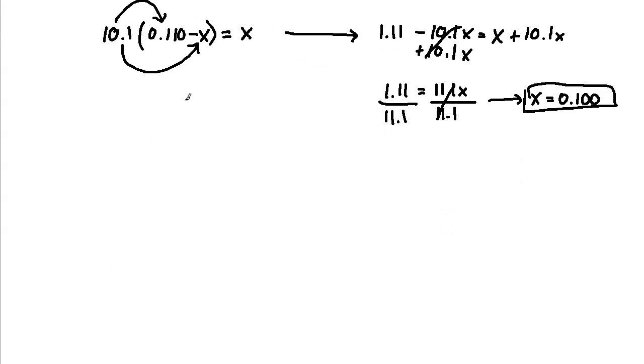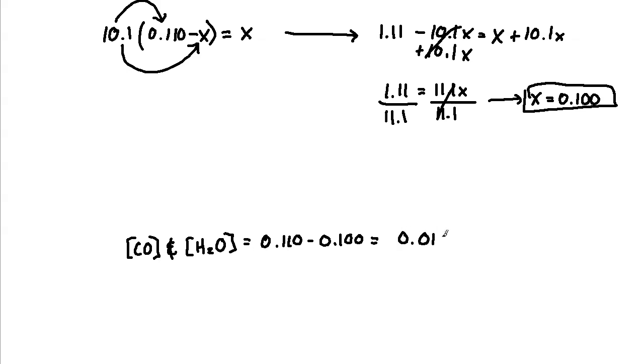Okay, so to wrap this up, what we're going to do is we're going to say the carbon monoxide and the water vapor, because they have the same expression at equilibrium as far as x is concerned, are going to be equal to the following, which is 0.110 minus 0.100. And so that will give us 0.010 molarity for the concentration of the reactants.